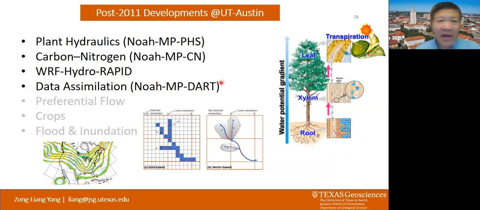Okay, so in the next few minutes, I'd like to show the post-2011 developments at UT Austin. I will focus on four areas: plant hydraulics, carbon-nitrogen, WRF-Hydro, and RAPID. By the way, RAPID is a river routing model developed by Cedric David under the supervision of Professor Maidment. When Peirong Lin was working with me, Peirong is now a professor at Peking University, she collaborated with David Gochis at NCAR, linking RAPID with WRF-Hydro. That's the foundation for the later National Water Model. Also, NOAA-MP is used with another NCAR package, the Data Assimilation Research Testbed, DART. Together they are able to assimilate satellite observations into the land framework to better constrain forecasting accuracy.